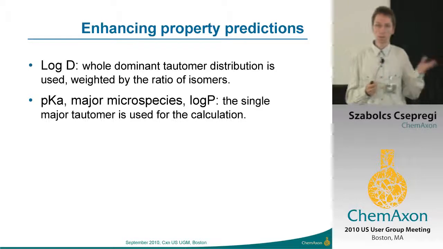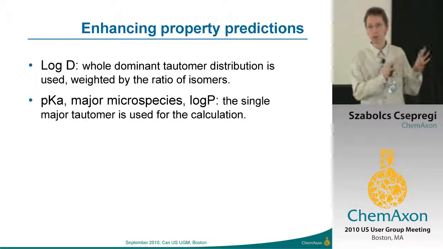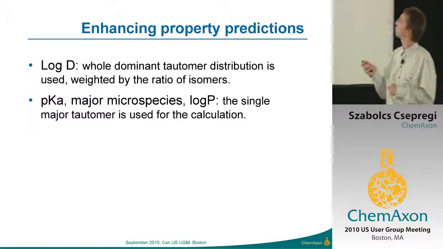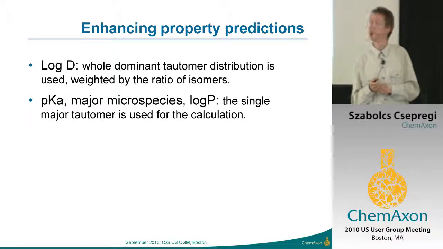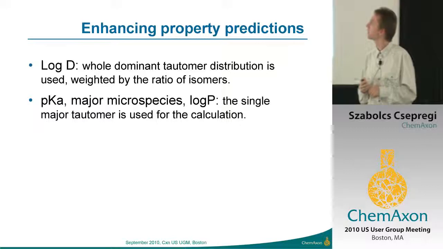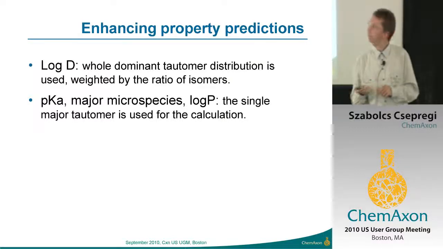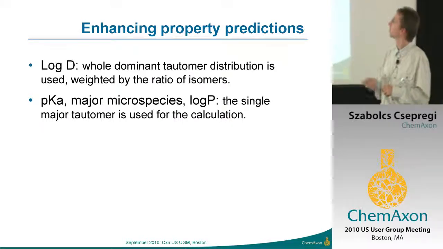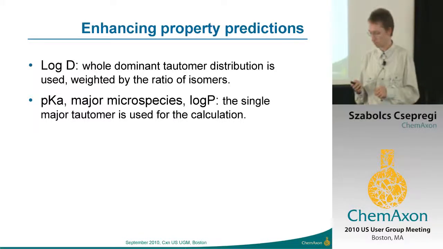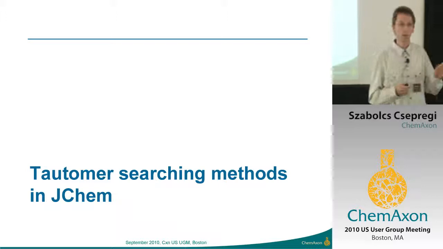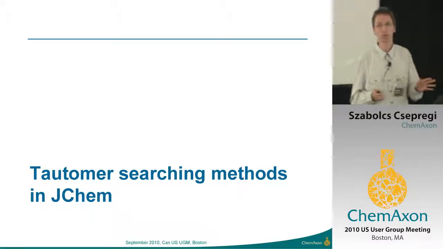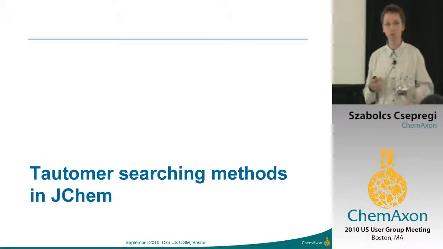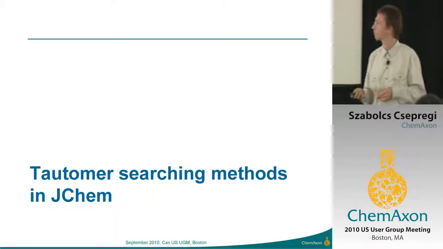Okay, we've got tautomers. We can use them to enhance property predictions, for example, logD, pK and logP. We either use the full dominant distribution or just the major one. Okay, and there are different methods that can be used when we want to search for tautomers in the database.